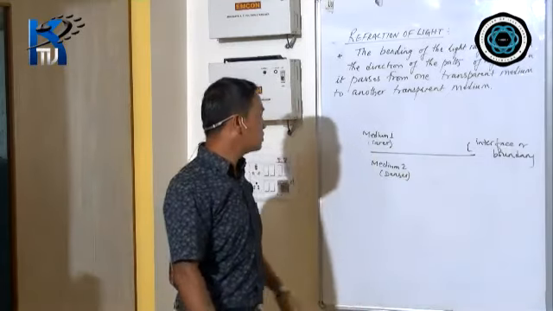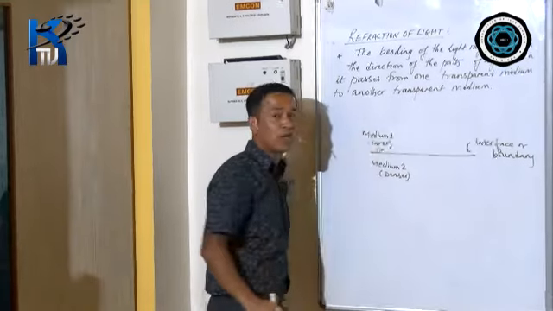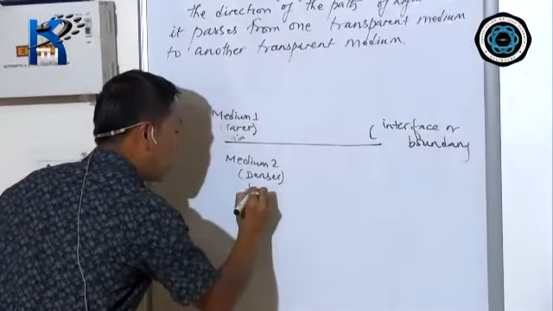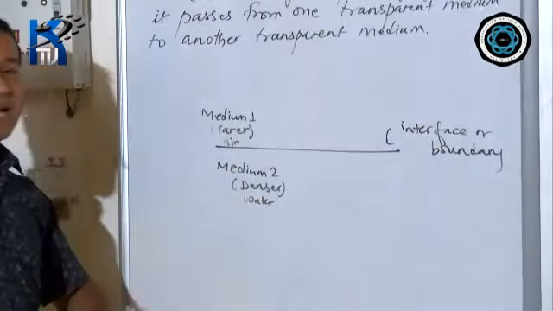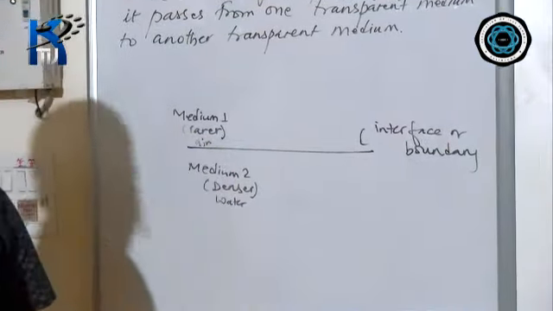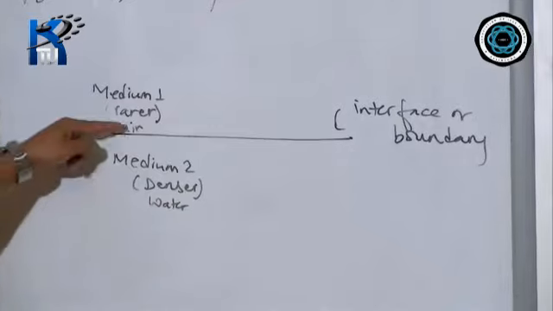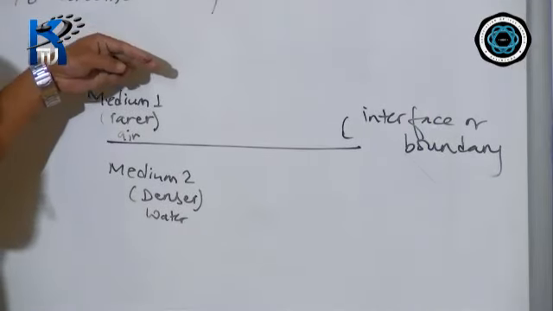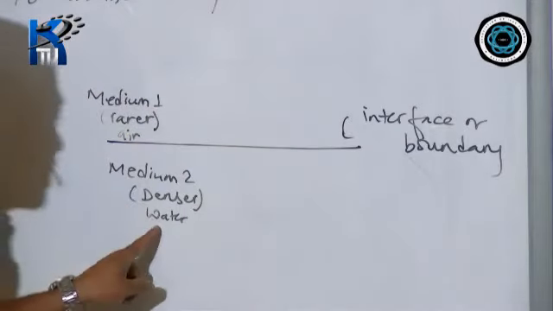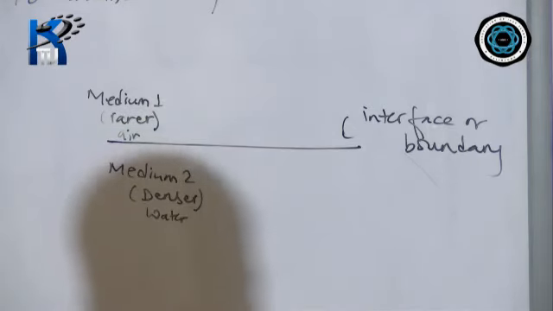So for your understanding, let me take the example of a rarer medium, say air. Air is considered an optically rarer medium. Now I take another medium, say water, as an optically denser medium. Why? Because if you compare air and water, air is basically a gas and water is a liquid. As far as optical density is concerned, air is usually called an optically rarer medium because light travels with more speed in air. Water is considered an optically denser medium because light travels with less speed in water compared to air.